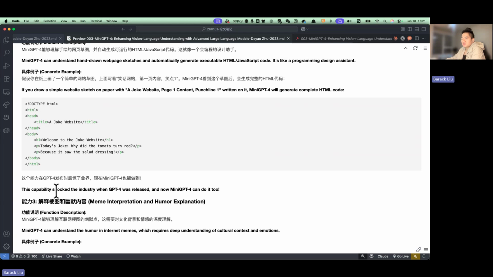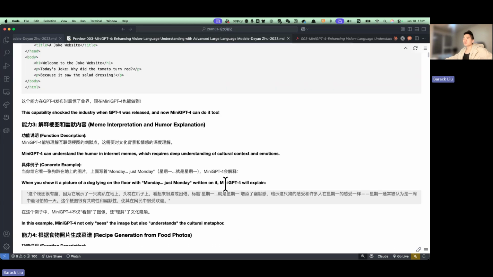This ability shocked the industry when GPT-4 was released, and now Mini GPT-4 can do it too. This paper was published about 2 years ago, and now it's already GPT-5. The AI industry grows so fast.